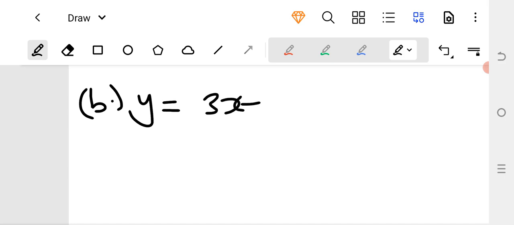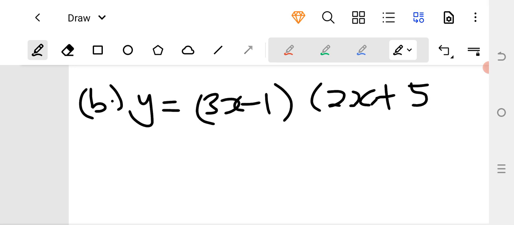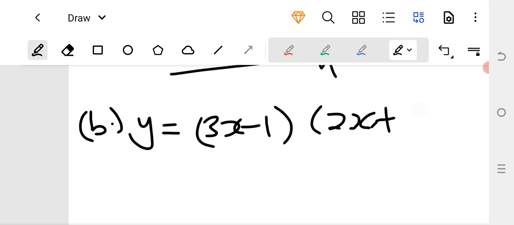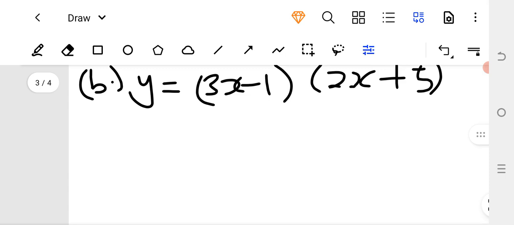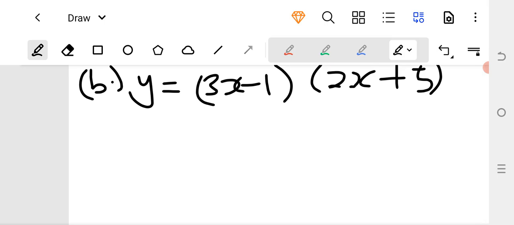And this is b. y is equal to 3x minus 1. I hope you remember that I said 2x plus 5. Like I said, since two functions are being multiplied here, you can use the product rule. Now, that is an unnecessary method for this question because you can simply expand.